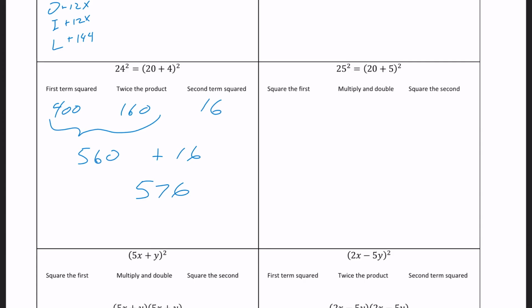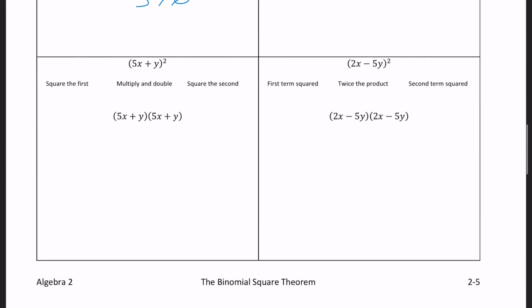So 25 is a 20 and a 5. Square the first, that's a 400. Multiply and double. 20 times 5 is 100. Double it is 200. My running total is now 600. Square the second is 25, so 625.